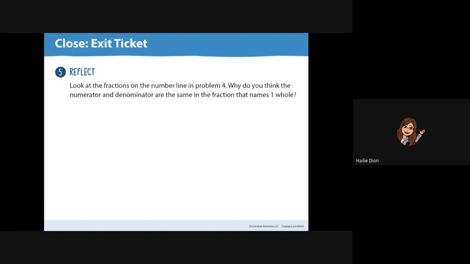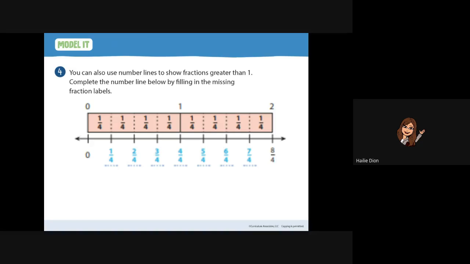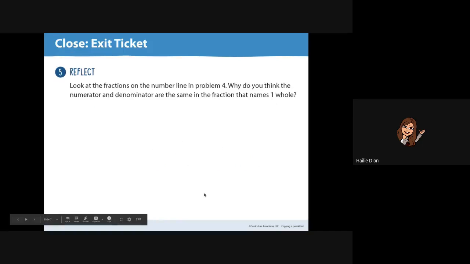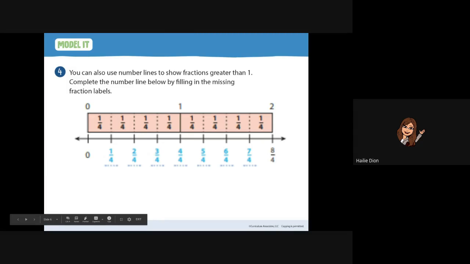think that the numerator and denominator are the same in the fraction that names one whole? And we said that. So we know that if the numerator and denominator are the same, it is equal to 1 because we have all 4 of our total pieces. And again, little division trick. What's 4 divided by 4? 1. So that's another way you can check to see if you have one whole, if you forget the rule that if the numerator and denominator are the same, then you have a whole number.